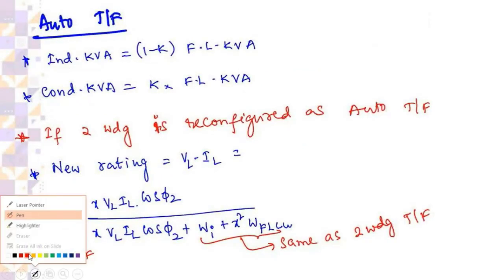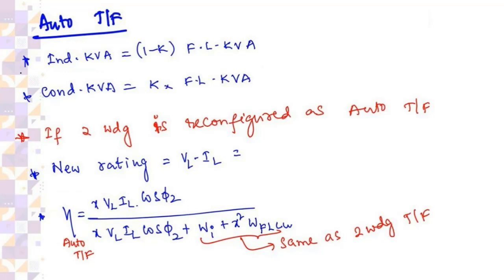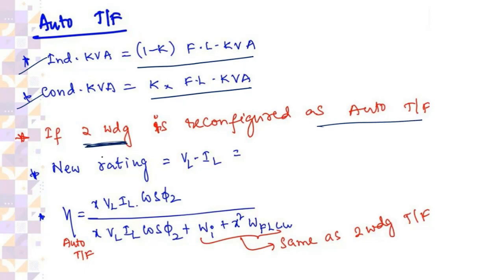Now another topic is auto transformer. So they'll ask you questions on induction kVA, conduction kVA, maybe for 1 mark. Induction kVA will be 1 minus k times the full load kVA. Conduction kVA will be k times the full load kVA. Okay. Now, if the two winding transformer is reconfigured as auto transformer, then the new rating will be very, very high, and that rating they'll ask you. Series additive polarity, series subtractive polarity, they'll ask you. And sometimes they'll ask you the efficiency of auto transformer also.